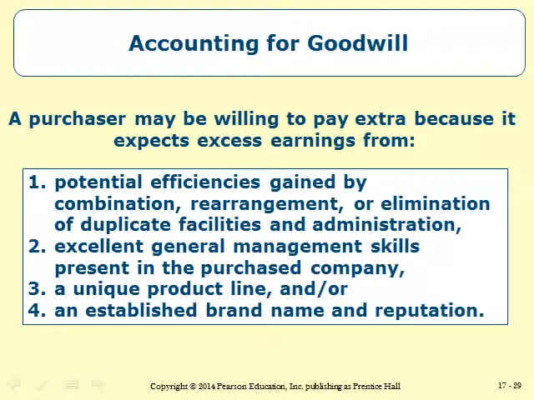For example, a purchaser may be willing to pay extra because it expects excess earnings from potential efficiencies gained by combination, reorganization, or elimination of duplicate facilities and administration. It may expect excellent general management skills present in the purchased company, or a unique product line, or an established brand name and reputation. So there are various intangible qualitative factors that come into why a company might pay more than book value, which would result in this calculation of goodwill.